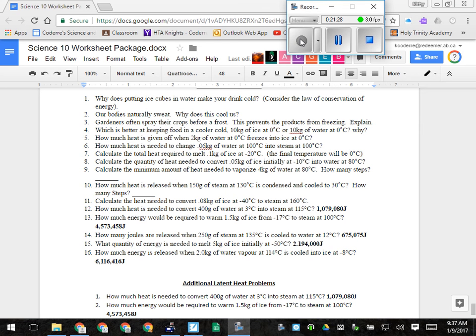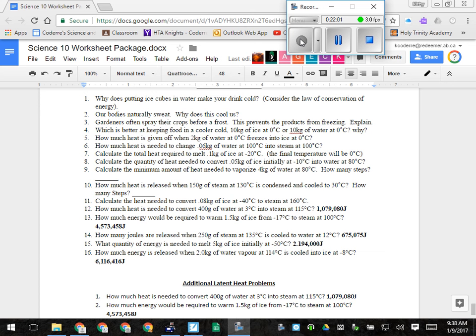Okay, so why does putting ice cubes in water make your drink cold, or whatever your drink is? When you put ice cubes in it, it stays cold. Why? Right, it absorbs energy from the drink. It isn't because the ice cubes are cold. Basically, once you throw them in the drink, they're going to be at 0 degrees Celsius. They're going to warm up very quickly. We saw in the example we did, it doesn't take very much energy to warm ice, but it takes a lot of energy to change its state, to melt it. Okay, and that's what they're doing.